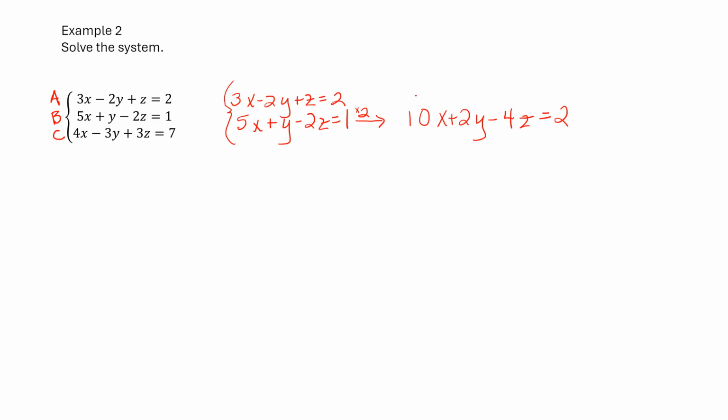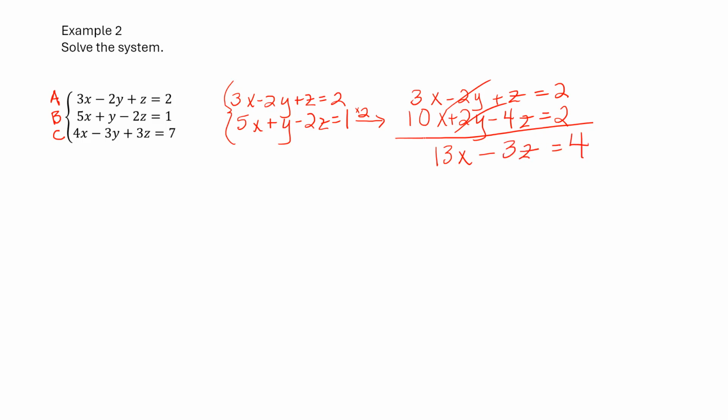The top equation, I'm not going to do anything to it. I'm just going to rewrite it. 3x minus 2y plus z equals 2. And now I am going to add these two equations together, and I can do that because I'm adding the same thing to both sides of the equation. So 3x plus 10x is 13x. The y's go away, and a minus 3z is what I get here, and then 4.